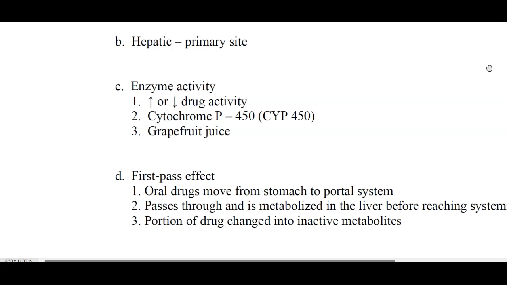Many drugs administered by mouth have a bioavailability of less than 100%. On the other hand, IV drugs bypass first pass effect, right? It doesn't go through the GI system. Therefore, they often have 100% bioavailability.